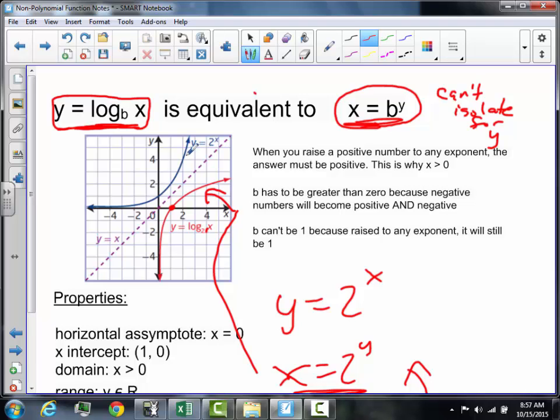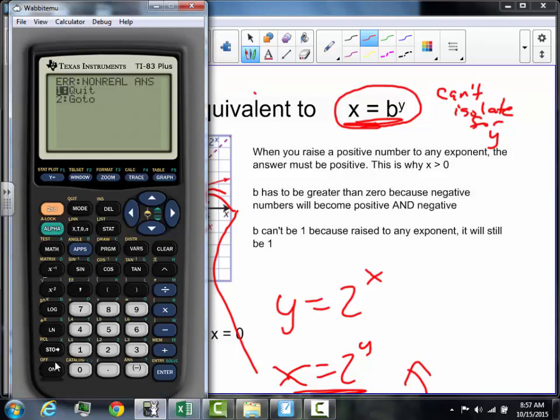Therefore, a log graph, which is flipping x and y around, if this graph cannot have a negative y value, this graph right here cannot have a negative x value. So in terms of logarithms, you can use any numbers you want so long as they're not negative. Or, by the way, you can't use 0. If you want to test that out, you cannot log 0.